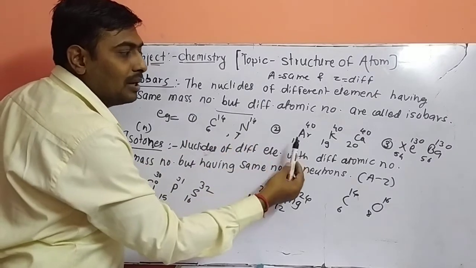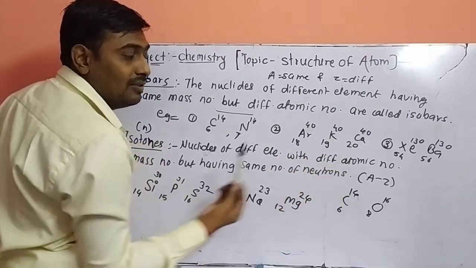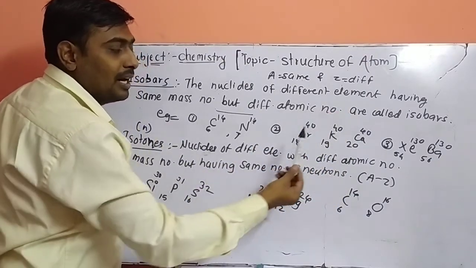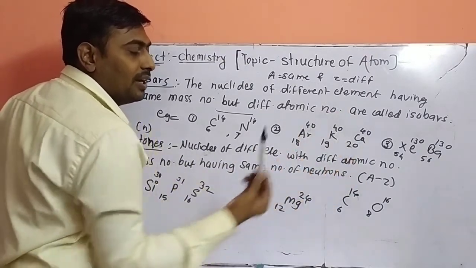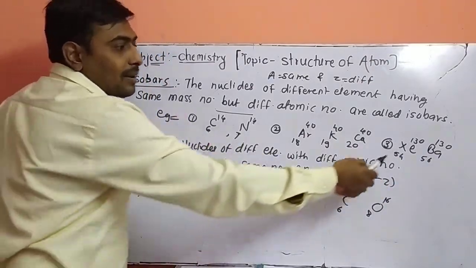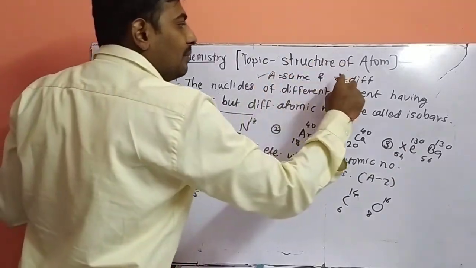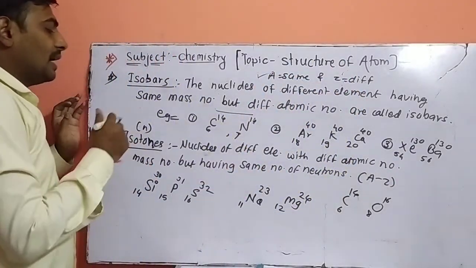See the second example. Argon, potassium and calcium have atomic numbers 18, 19, 20, so the Z value is different, but the atomic mass number is the same, 40, 40, 40. Xenon and barium, 54 and 56, have atomic mass number 130, 130, which is the same. The A value is the same but the Z value is different, so they are called isobars.